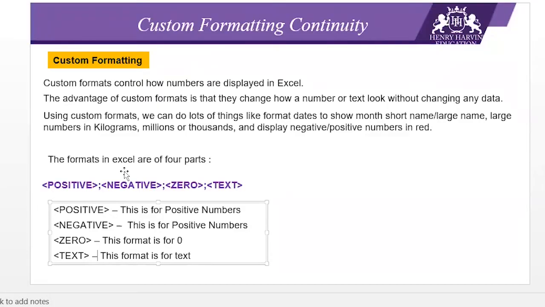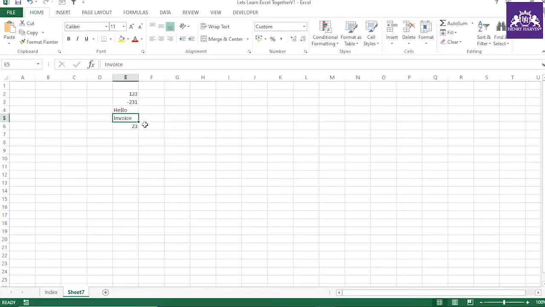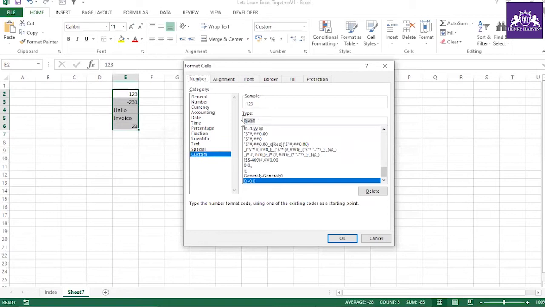So what is the problem in this function, guys? You can see 0, 0, 0, positive, negative. Let's understand this. Here we are not specifying the format of negative numbers. So let me do that. If we have to hide negative numbers, we can do it here: 0 is the positive number, negative we are not specifying, and then zero, and then we specify text this way. So positive means 0, negative we are not specifying, and 0 again is 0, and then specifying text this way.